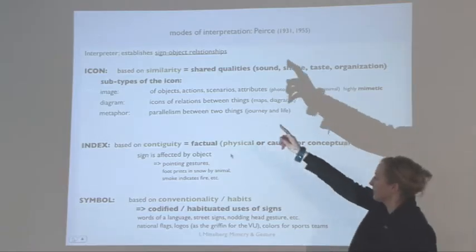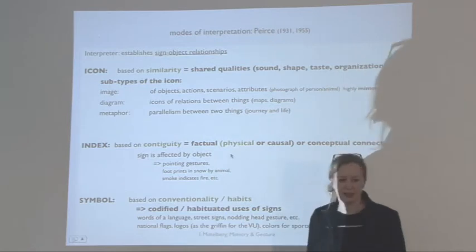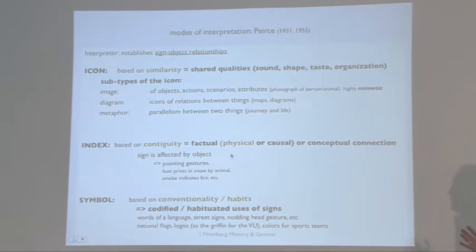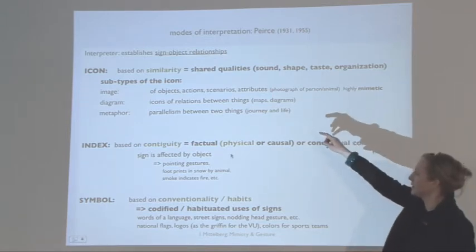So this is icon, index, symbol, and similarity and analogy, those are the terms that are important for mimicry. And that means there's some shared qualities between the sign and that which it represents, like the picture frame, for example, or the action that I'm imitating. And that can be shape or sound, taste, organization. So you have these subtypes of the icon.